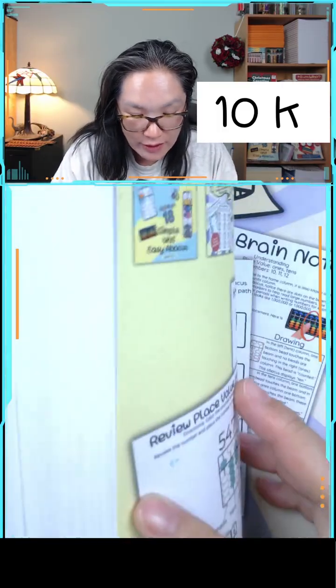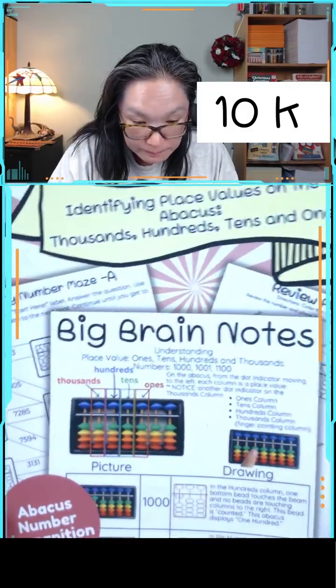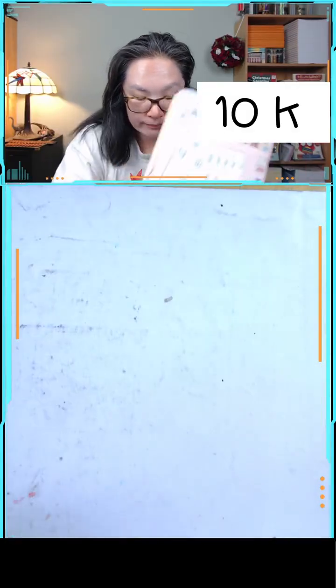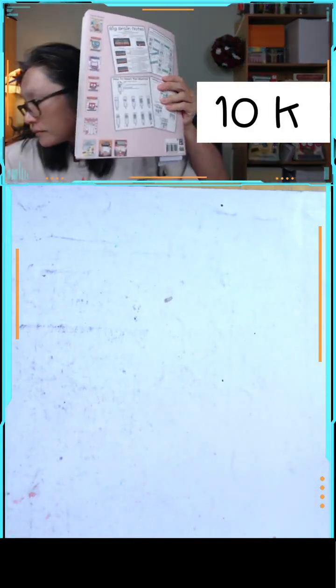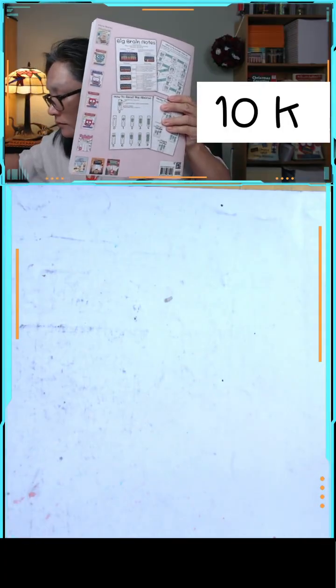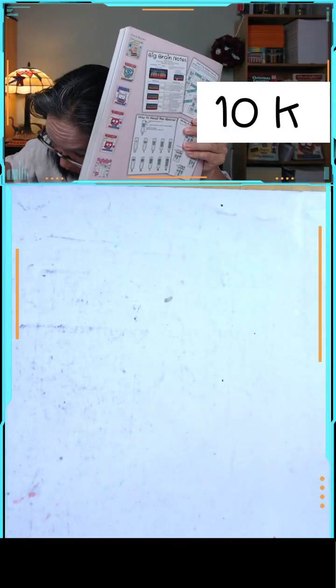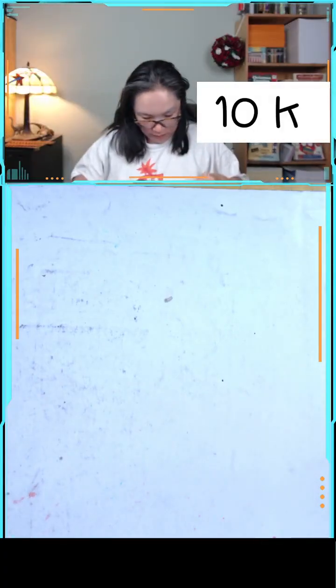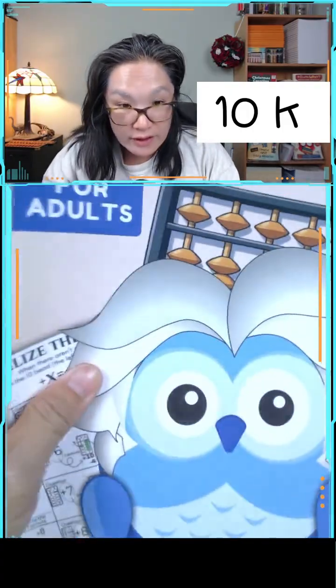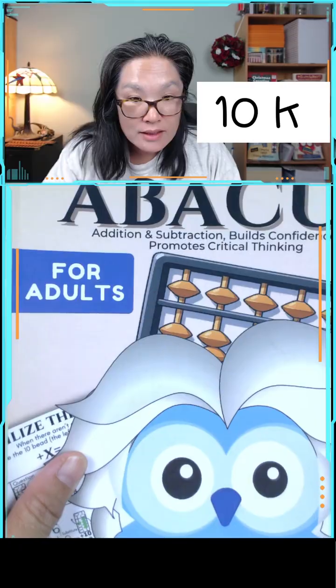And then that's it. I do have answers in the back of the book. Oh, that's right. However, if you're interested in more than just reading, I do have an abacus for adults. This right here. So what this does is, coloring is definitely peaceful.